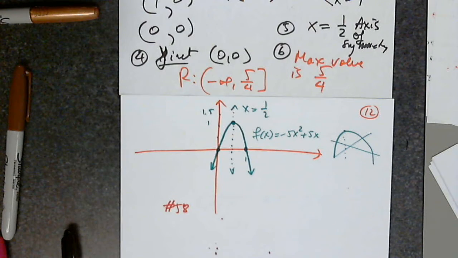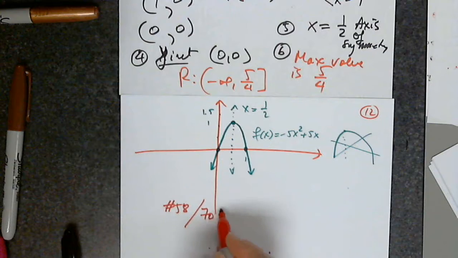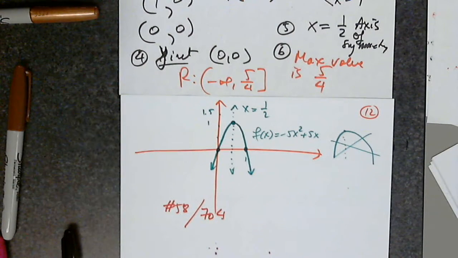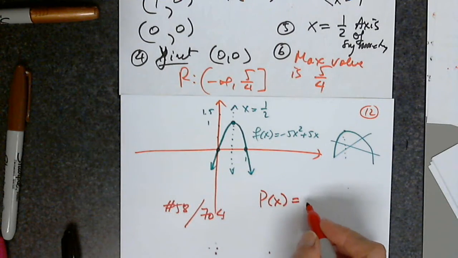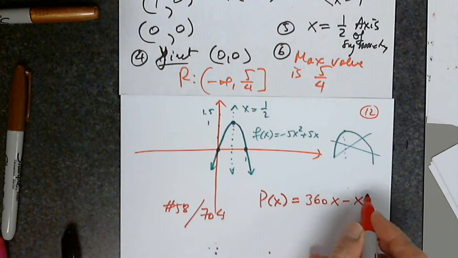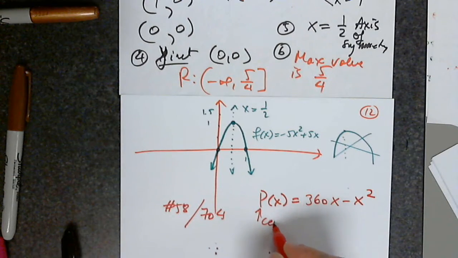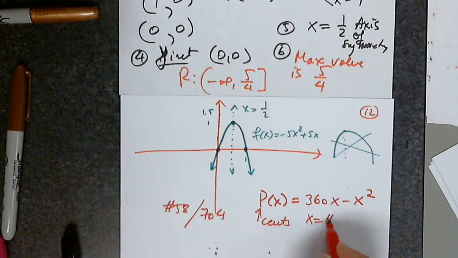Okay, 58. The Utah Ski Club sells calendars to raise money. 58 on page 704. So they sell calendars to raise money. The profit P in cents from selling X calendars is given by the equation. So P of X equals 360X minus X squared. P is in cents. X is the number of calendars.